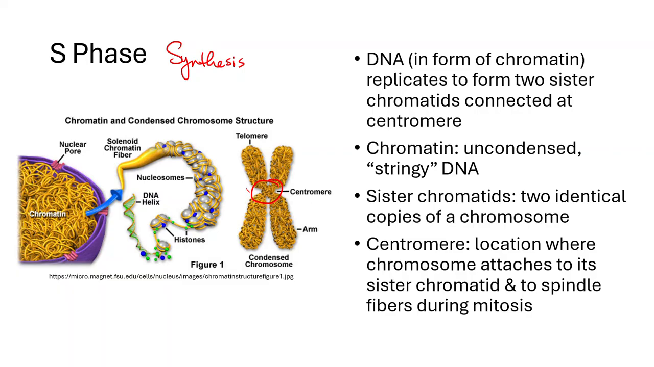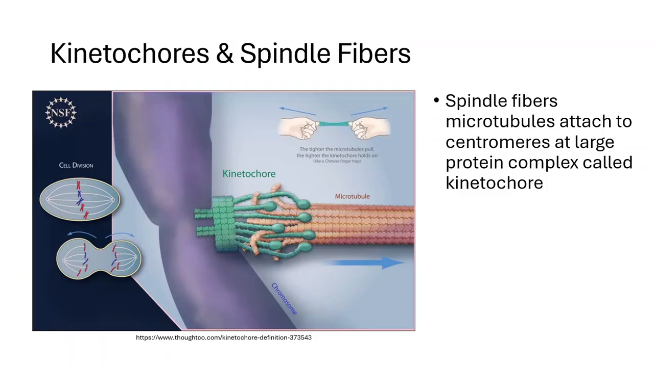They are attached at the centromere, which in eukaryotic chromosomes is this kind of narrow area on condensed chromosomes, but it's where sister chromatids attach to each other, and it's also going to be where spindle fibers attach during mitosis.